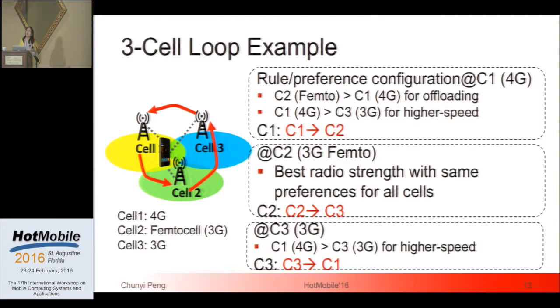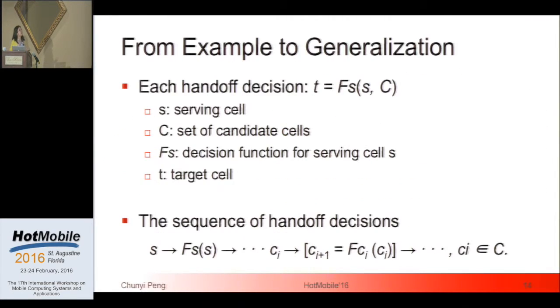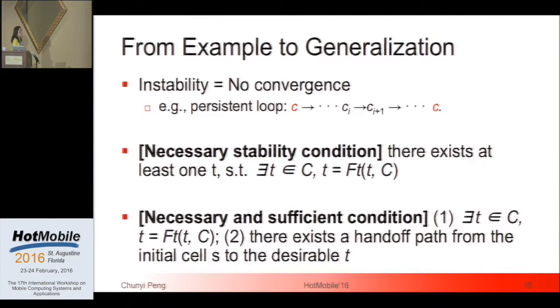So this example shows one reason why instability may happen, due to the conflict in the mobility management configuration. We formulate this problem into a formal one, and we can say each individual handoff decision is a function from my current serving cell to a target cell. And the whole handoff process is a sequence of handoff decisions. Instability means this sequence never converges, for example, you have a loop from C to C through many other intermediate cells.